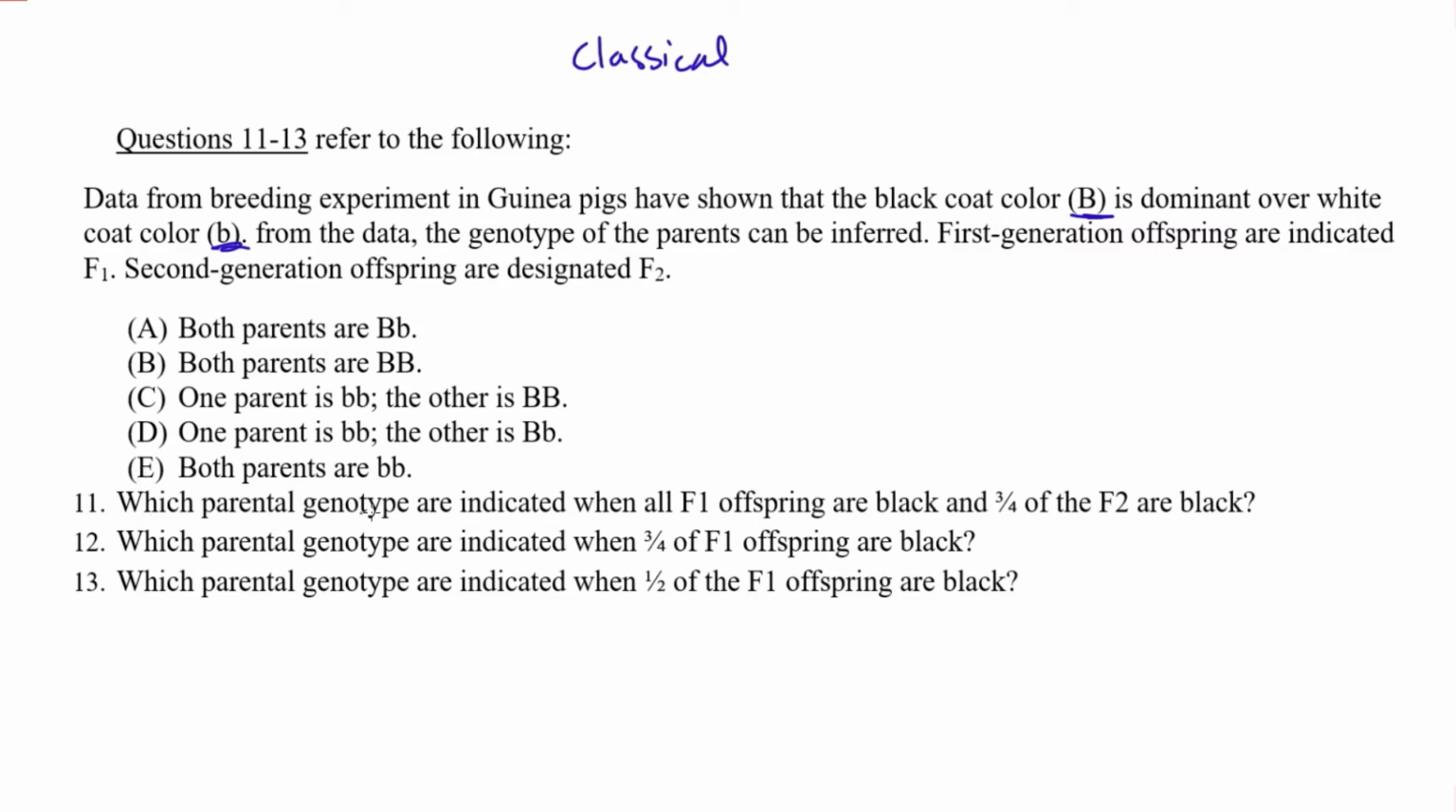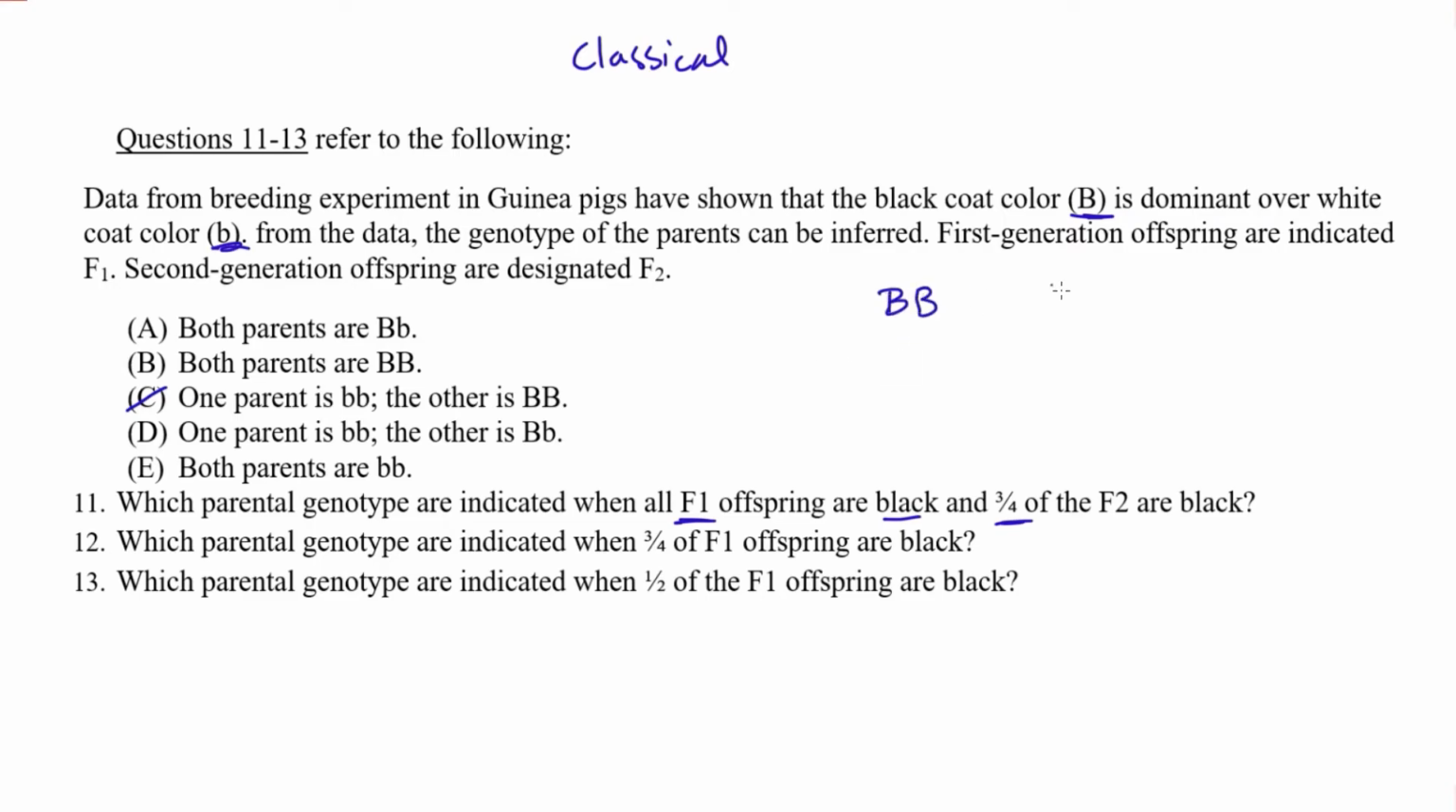Jump quickly to the question: which parental genotype is indicated when all F1 offspring are black and 3/4 of F2 are black? So these ratios, 100% in F1 and 75% of F2, must remind you of Mendel's first law of dominance, and the second one refers to the law of segregation. So which parents will lead to the formation of 100% of one phenotype and 75% of a dominant phenotype? I think both parents must be dominant pure and recessive, which is always pure. So you have to choose B capital and B small here. So the right answer is C, because look here quickly.